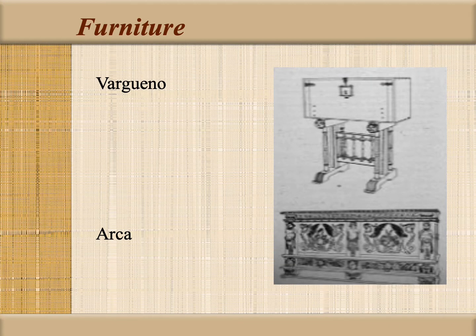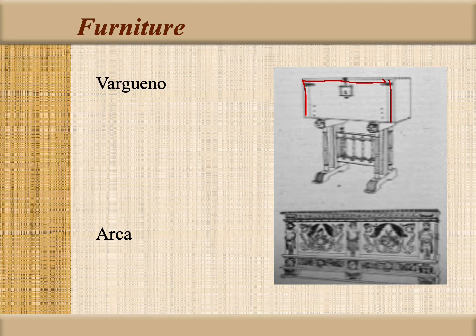On this slide, you can see the Vargueno. So all of this would have been a single piece of furniture. And it serves as a writing desk. So this top part would have folded down to become a writing desk. And it is permanently attached to the base. So it's not portable like the Papelera.